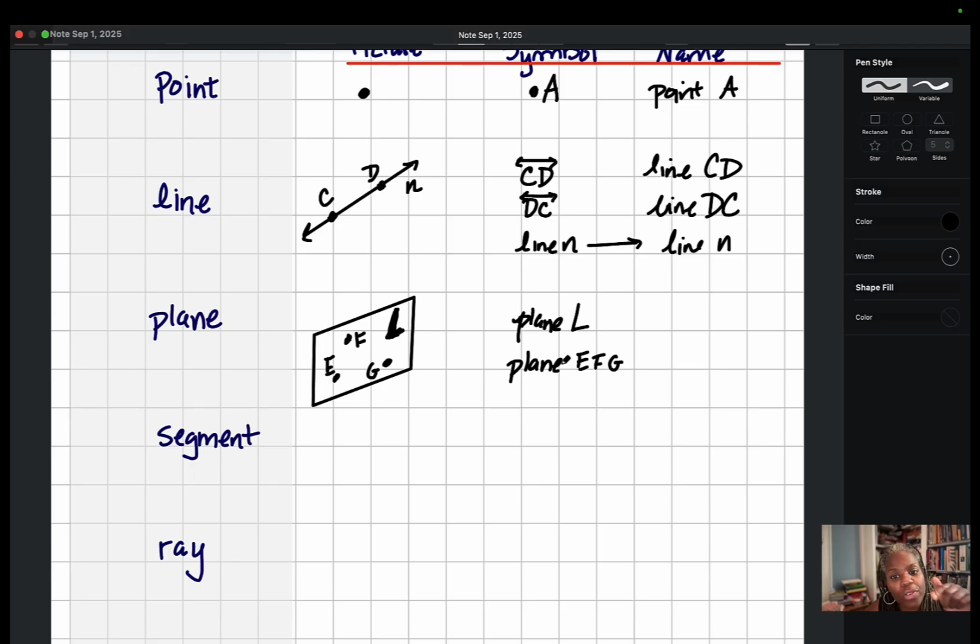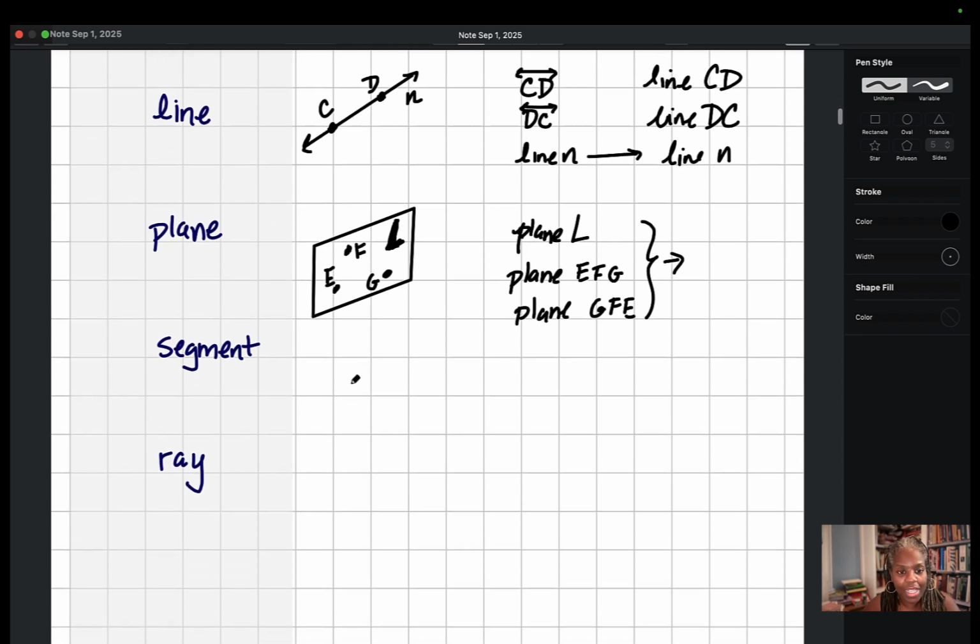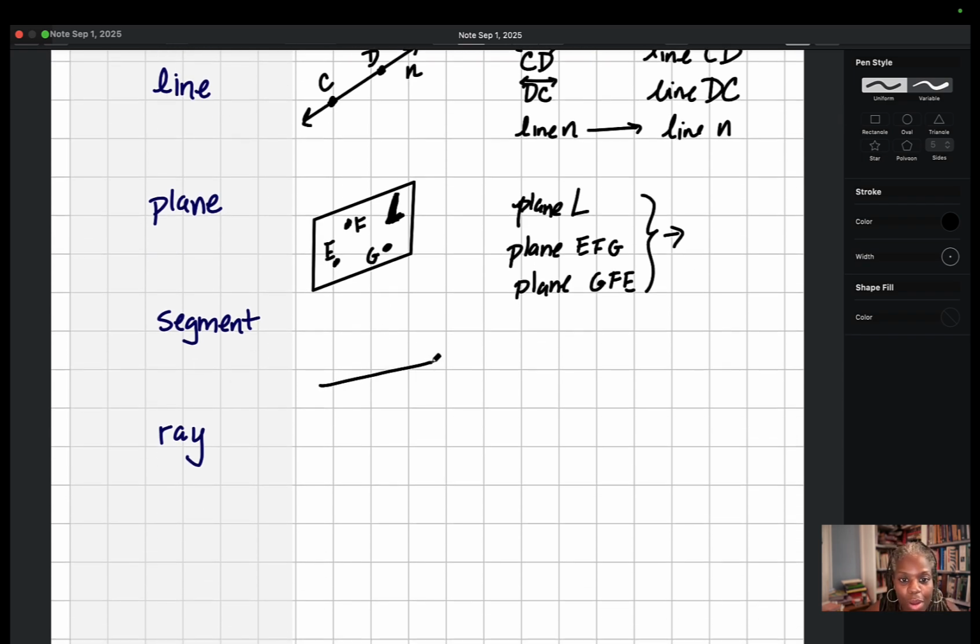I can also move these letters around. I can call it plane FEG and change the order. So that's all acceptable as long as I'm talking about the 3 points that are not collinear, that are covering me and saying, okay, this is what a plane is. And that is exactly how I'd name it. So I'm just going to put an arrow there because the way it's written is the way it would be named. All right, so segment, when I have a segment, remember what a segment is, right?